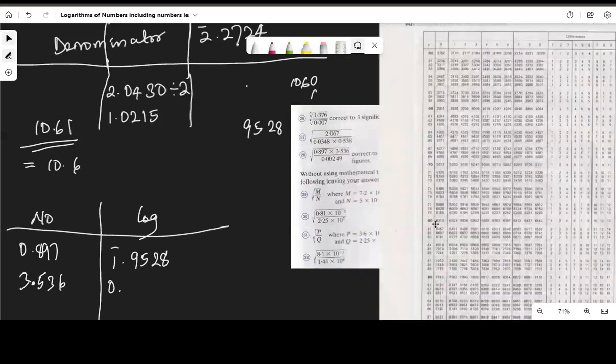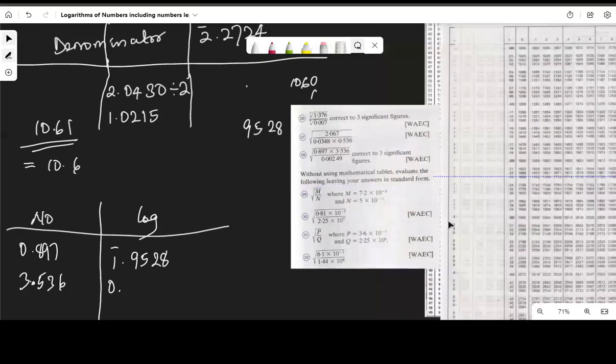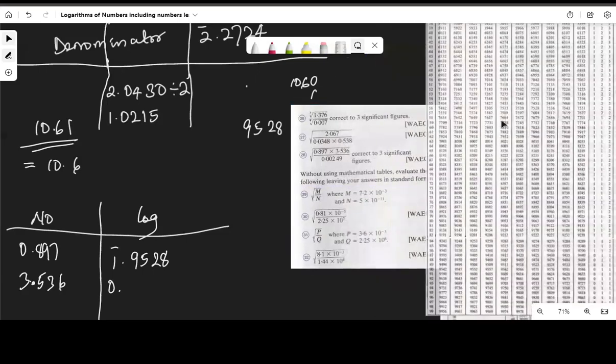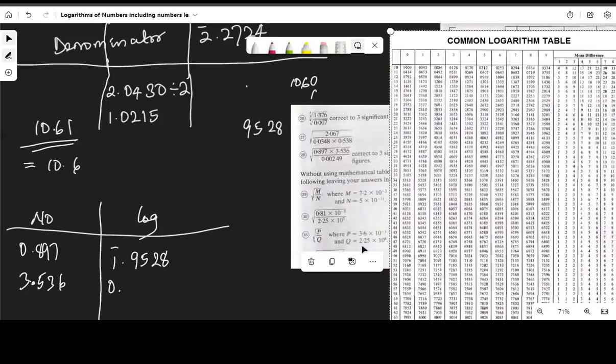Logarithm is right here. 35 under 3 is 5478. Then difference of 6. 35, difference of 6 is 7.